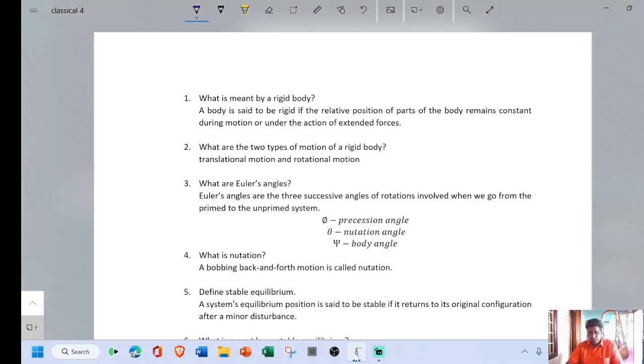Here are a few questions from the paper Classical Mechanics. We have to go through them one by one. The first question is, what's meant by a rigid body?